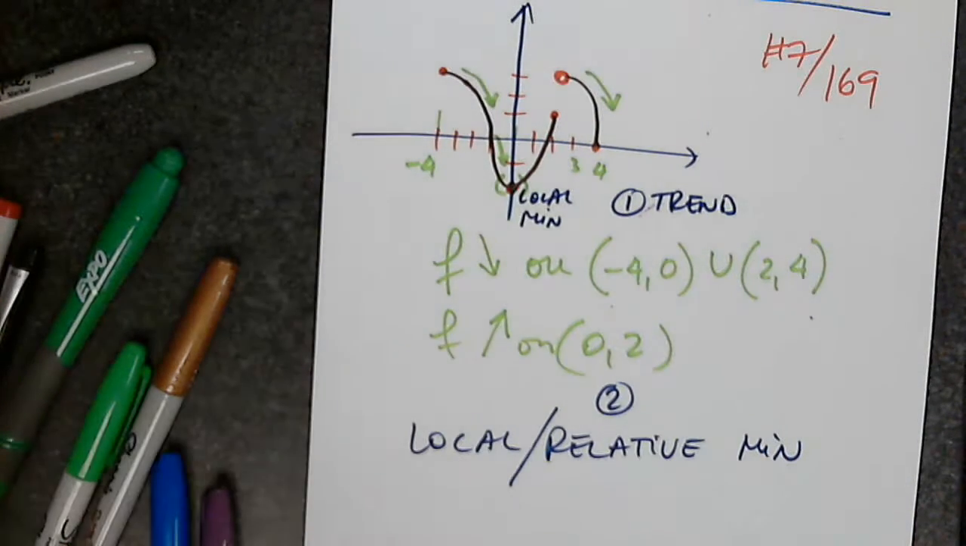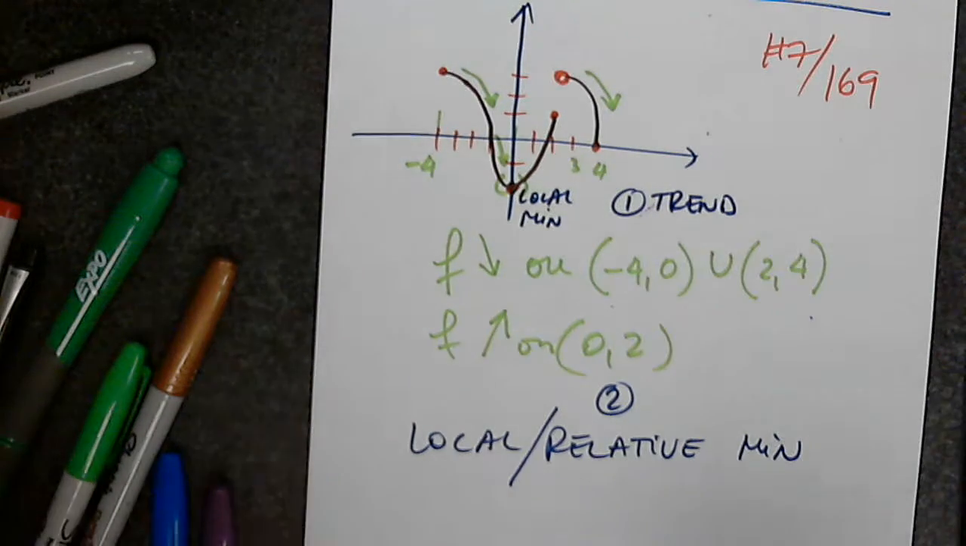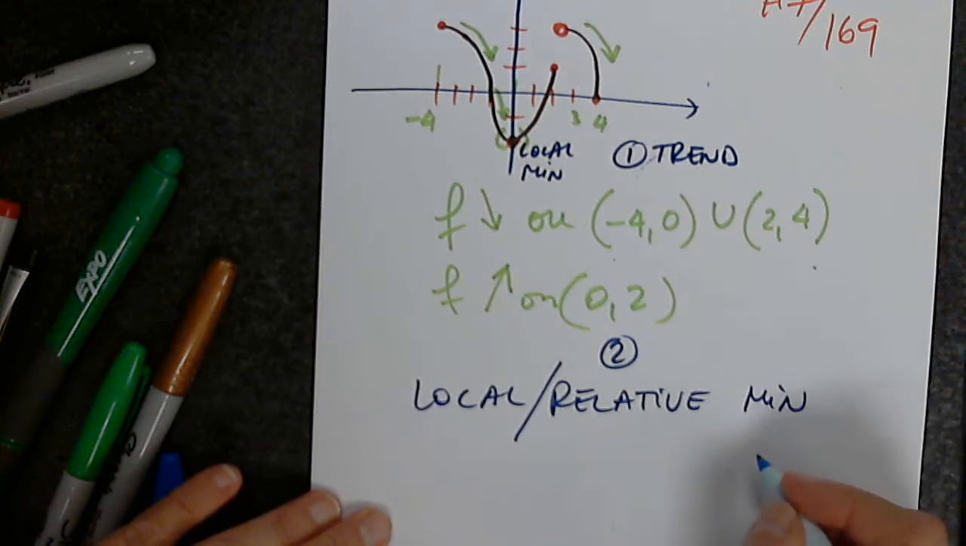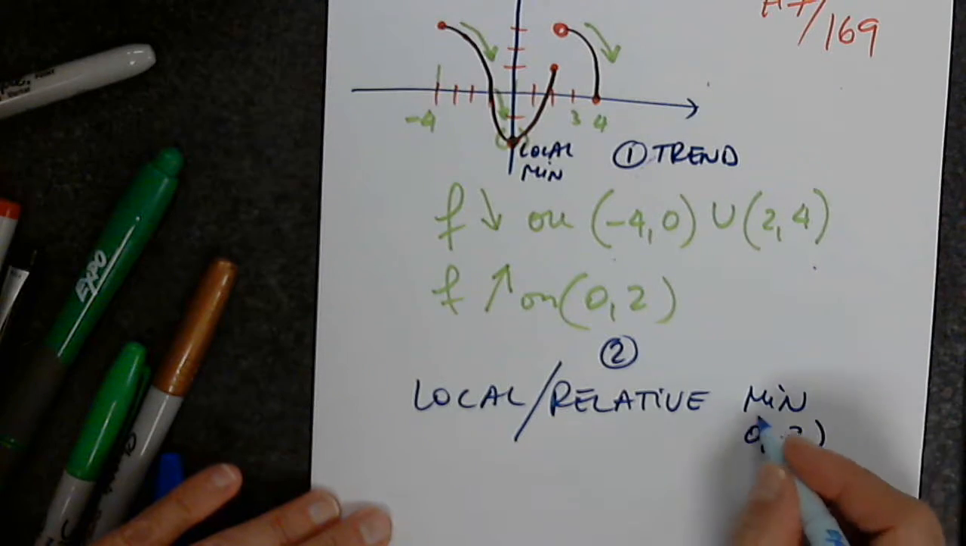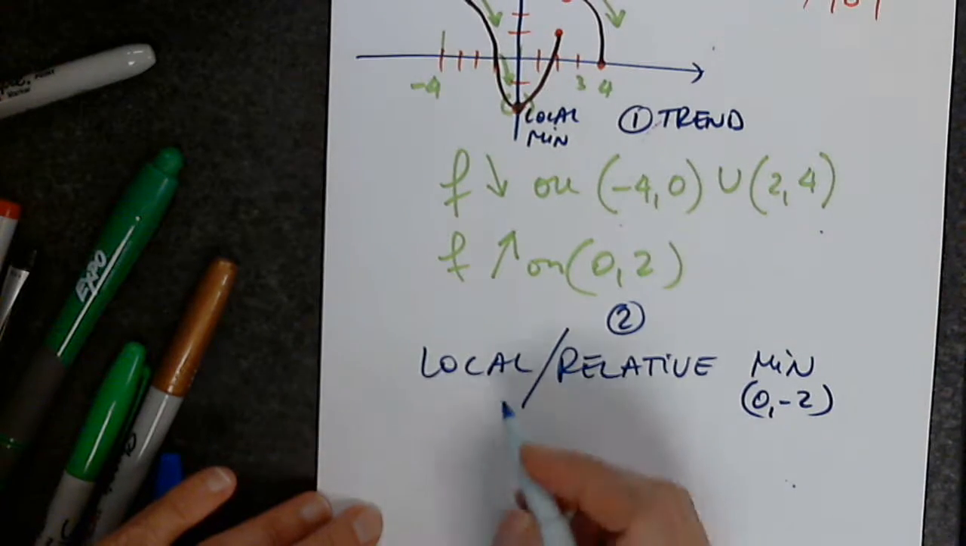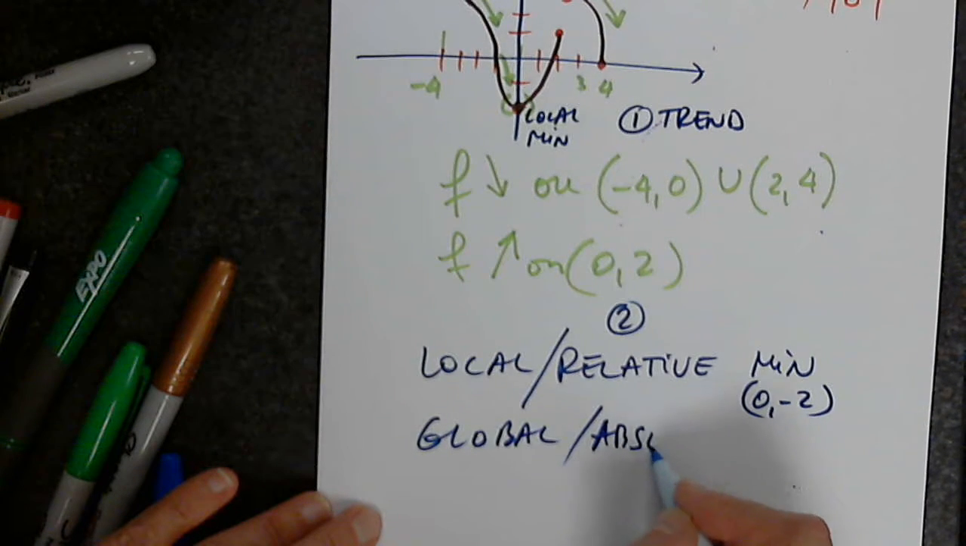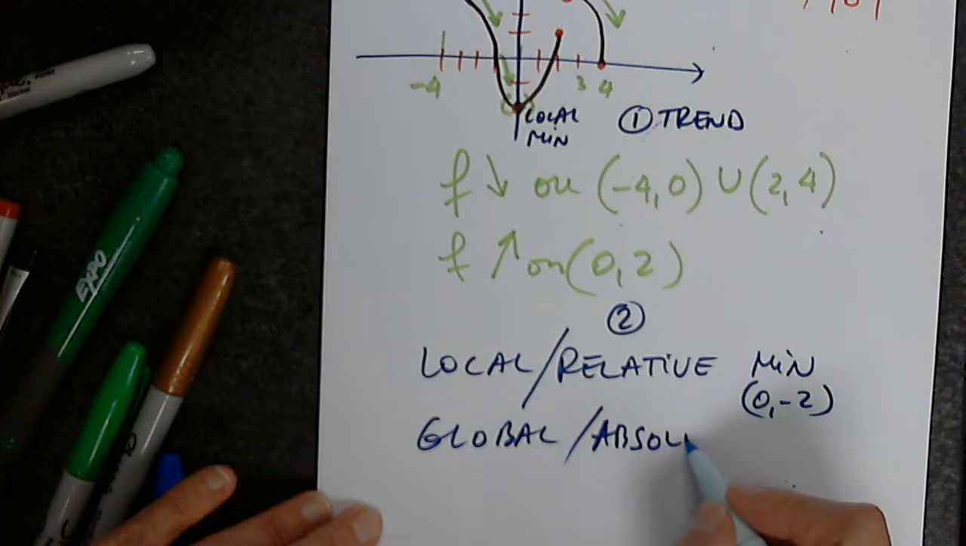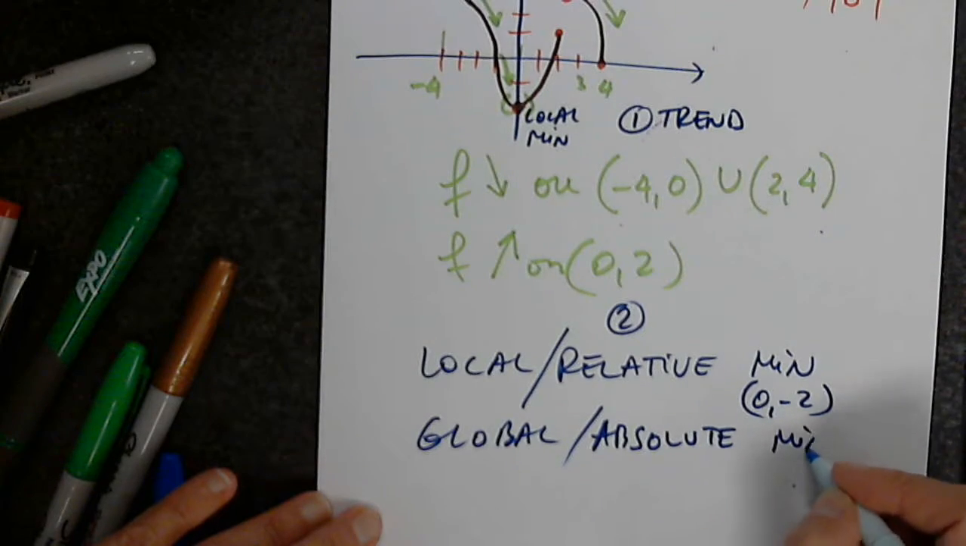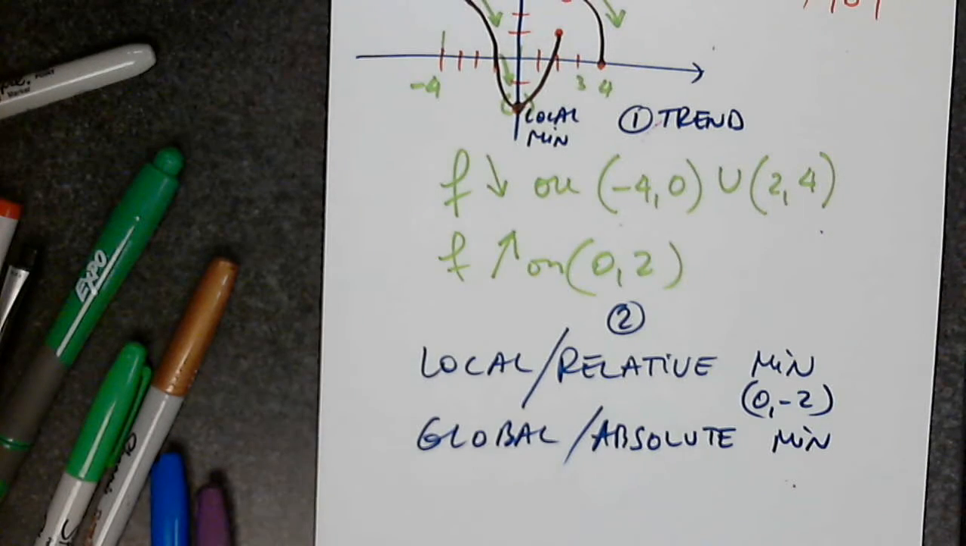Since this is, for this function, the smallest possible y value, this is definitely 0, -2. So we also call this point a global or absolute minimum. For this function, there is no other value lower than it anywhere else.